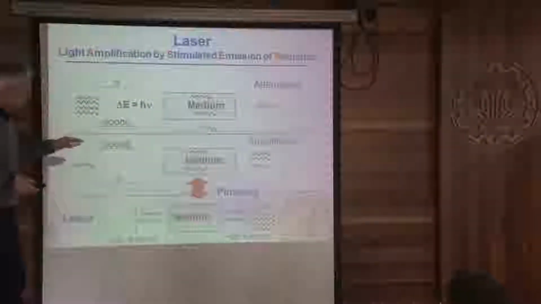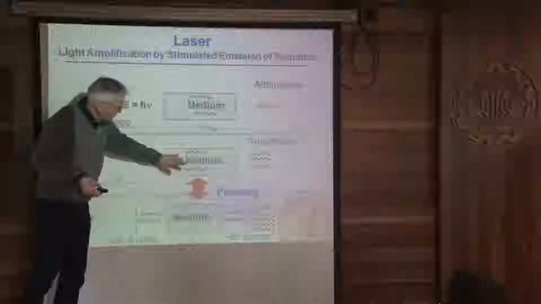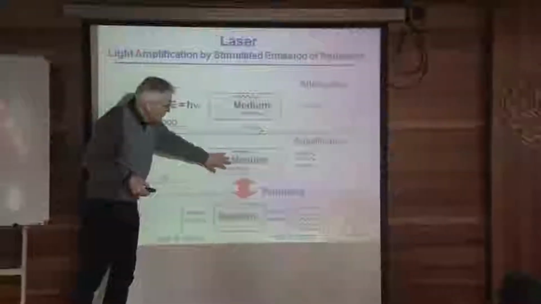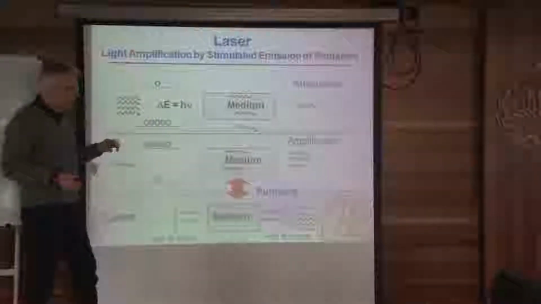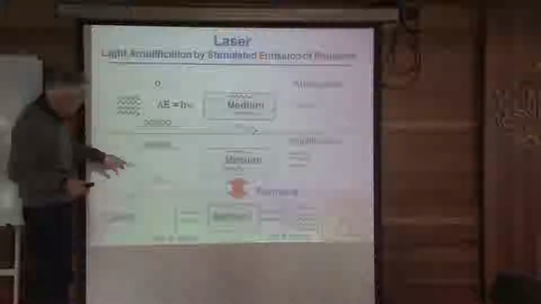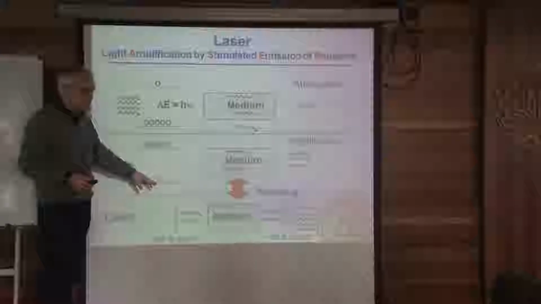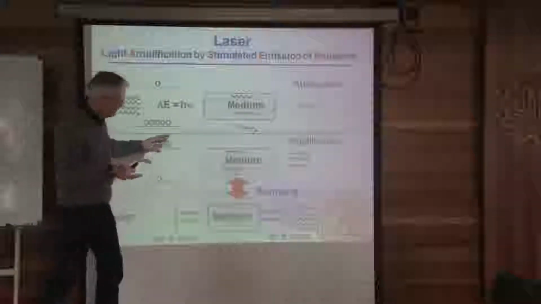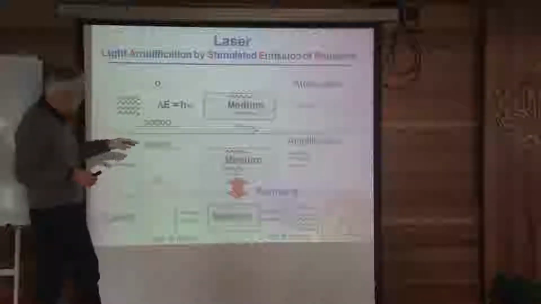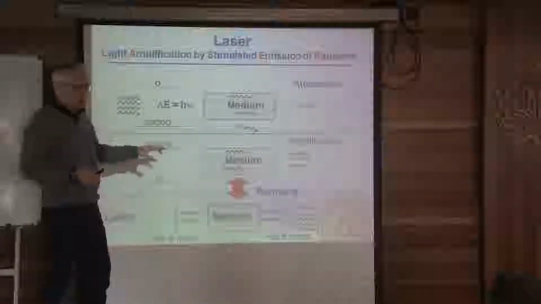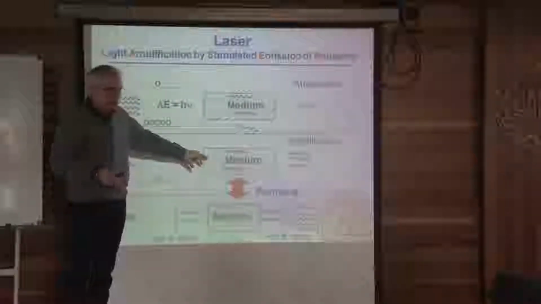But what will happen now if we, for some reason, disturb this medium? We disturb it very strongly so that we have more molecules in the higher state than in the ground state. And that could be done with a flash lamp, it could be done with electrical discharge, but we essentially make it highly non-thermal. So actually what we are saying is that we have negative temperature.